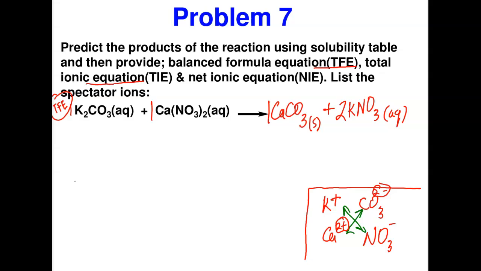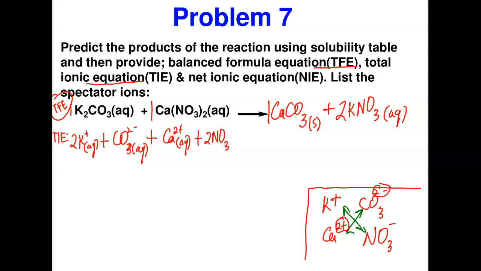Again, the total ionic equation will be written by breaking everything into ions, except the solid. So let's start. Here is going to be the total ionic equation. Here there are 2 potassium ions, aqueous, plus CO3 2 minus, aqueous, plus calcium in group 2, aqueous, plus there are 2 nitrates. So we're going to say 2NO3 minus, aqueous. So everything on the left has been represented.